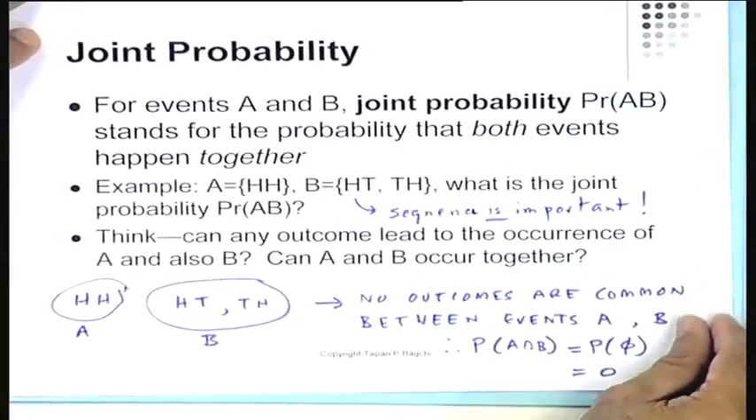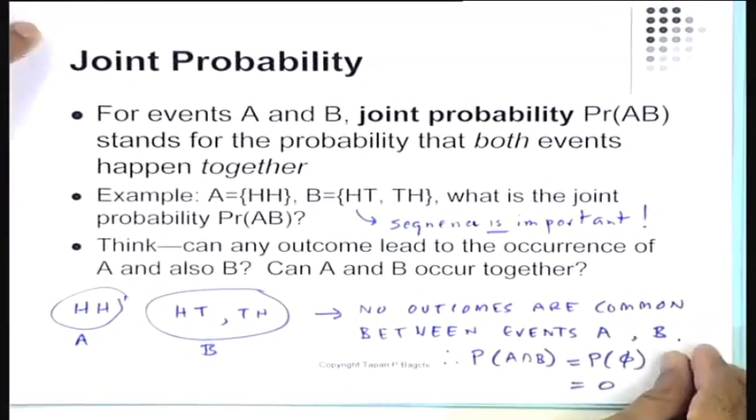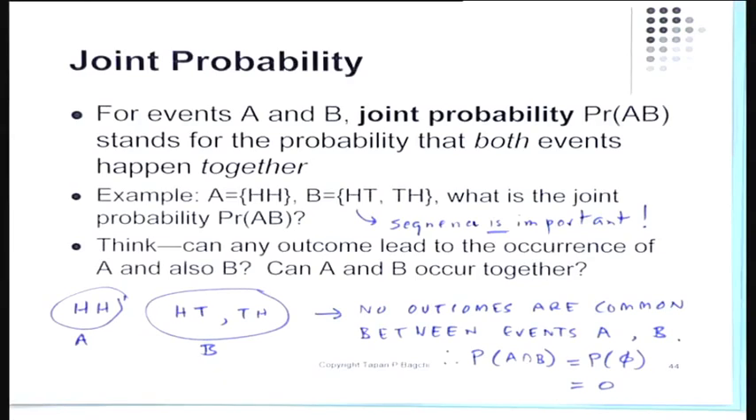What is the joint probability between A and B? Can you really work out the joint probability? There's one easy way to do this, and that's what I've tried to do here. What I've done is I've sketched here event A and I've sketched here event B.